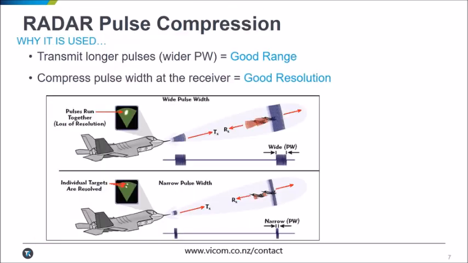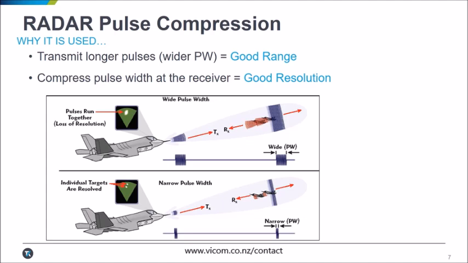This slide illustrates the need for pulse compression to obtain good range and good resolution. Wider pulse widths have higher average power, which increases range. However, wide pulse widths, i.e. long pulse durations, mean that echoes from closely spaced targets may overlap or run together in the receiver, appearing as a single target. Narrow pulse widths alleviate this problem, giving finer resolution and being able to separate closely spaced targets. Thus, compression techniques are often used to achieve good range and resolution.